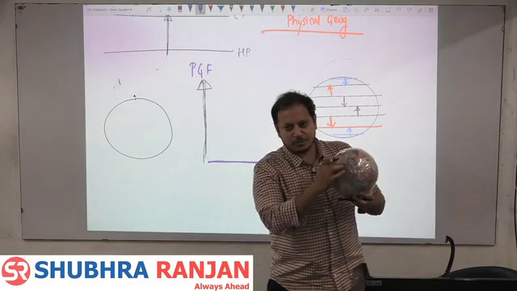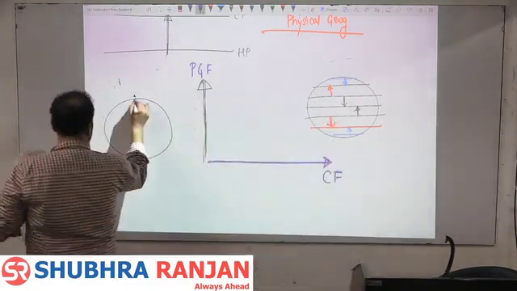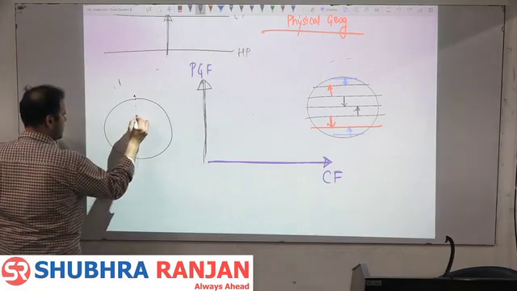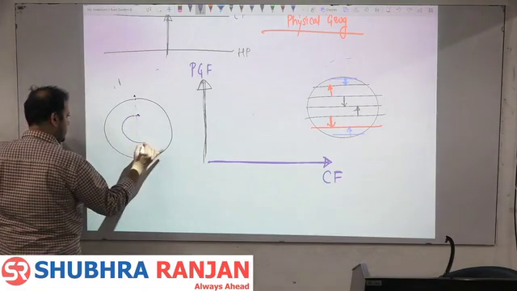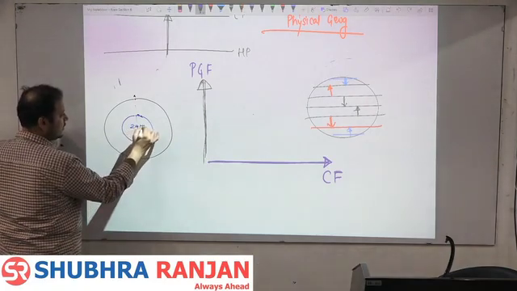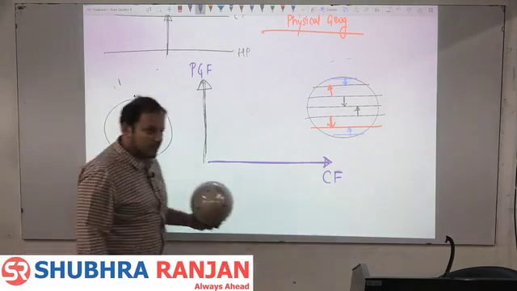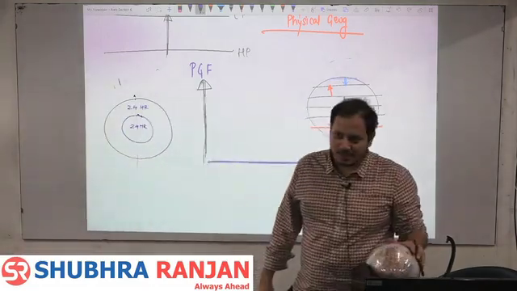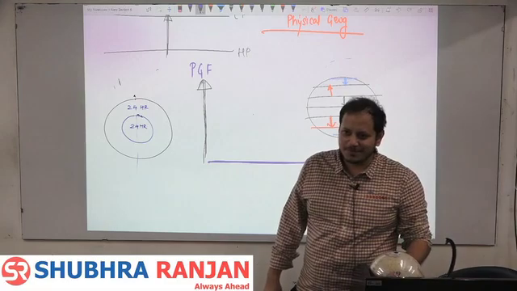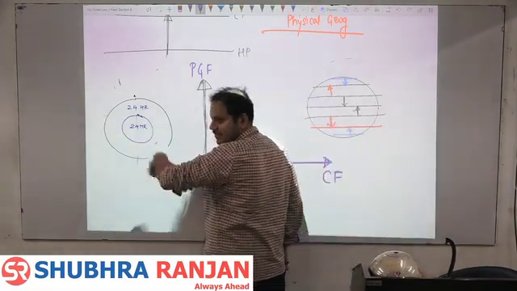Take any place near the poles. After 24 hours, this place B will come back to its original position. This also takes 24 hours. Which place is covering greater distance, place A or place B? Place A is covering the greater distance.